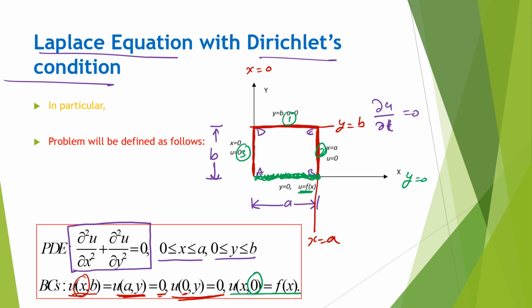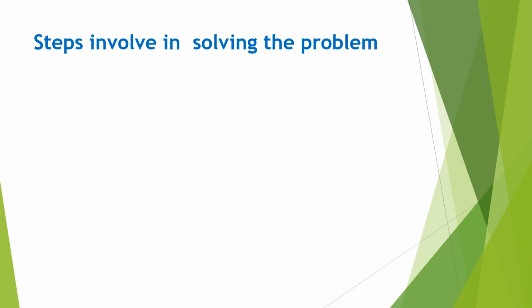So all the values are given on the boundaries in terms of u, where u is the main temperature function. So this is called the Dirichlet condition for the Laplace equation model.